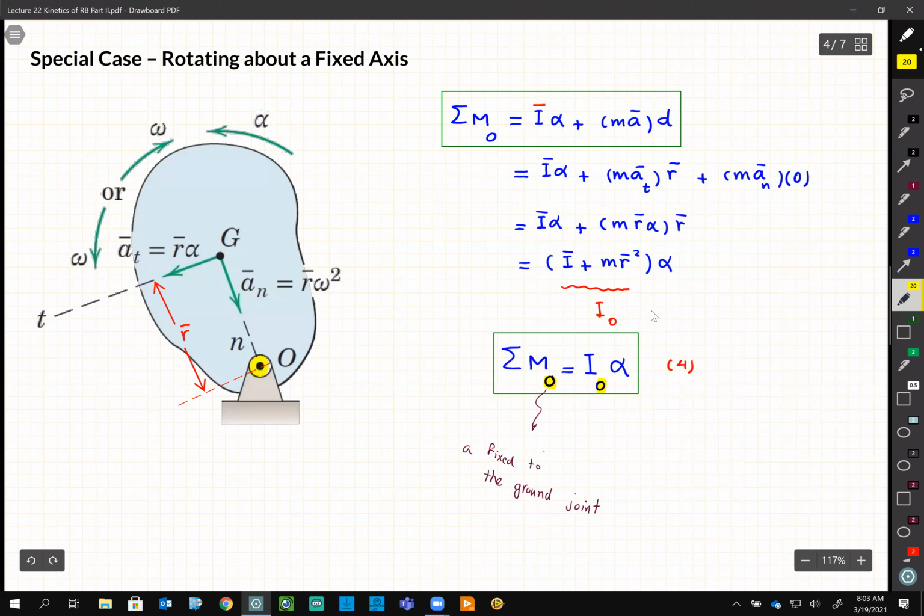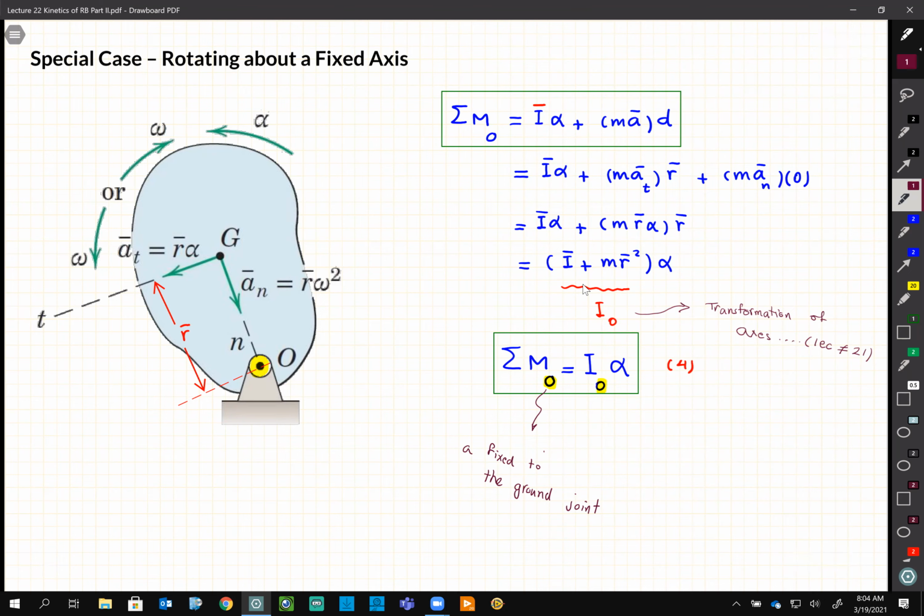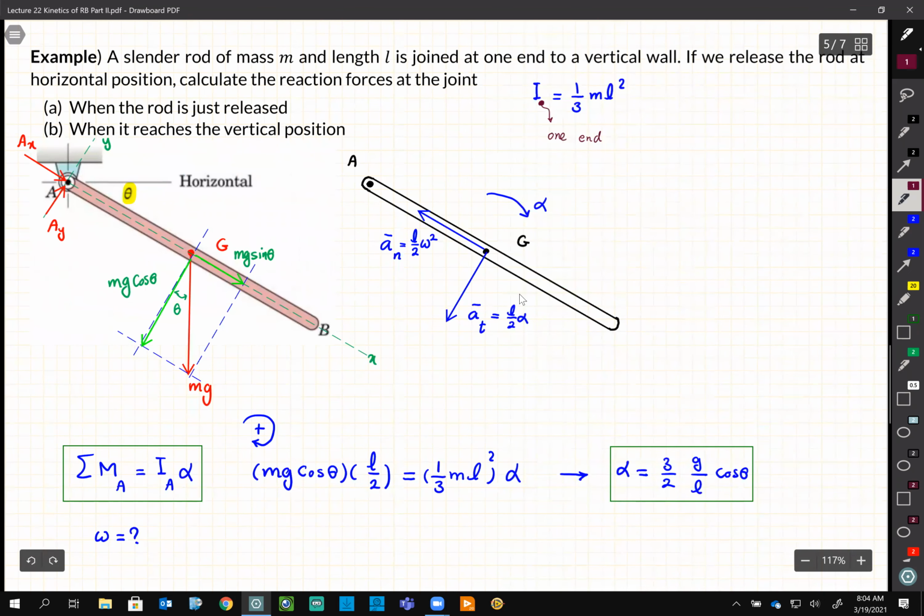And we proved why it is true because of the parallel axis theorem, right? Which we know is because of transformation of axis, which we talked about in lecture, I believe 21 or maybe 20. And then we started solving this problem to explain the physics.